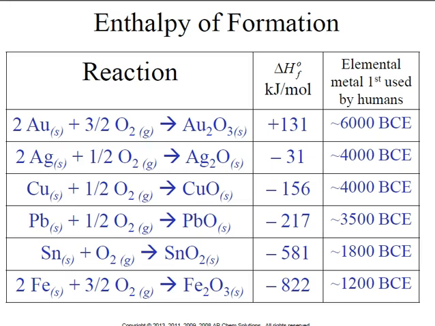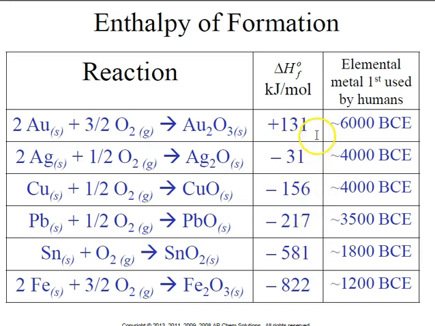Here are some sample enthalpy of formation values for different compounds. I want us to pay particular attention to the reactions. On the product side, we always have 1 mole of the product. And then on the reactant side, we have the reactants as elements in their standard state. So we have gold and then oxygen gas, silver, oxygen gas, copper, oxygen gas, etc. And then you'll see how much heat is released or required when these form.